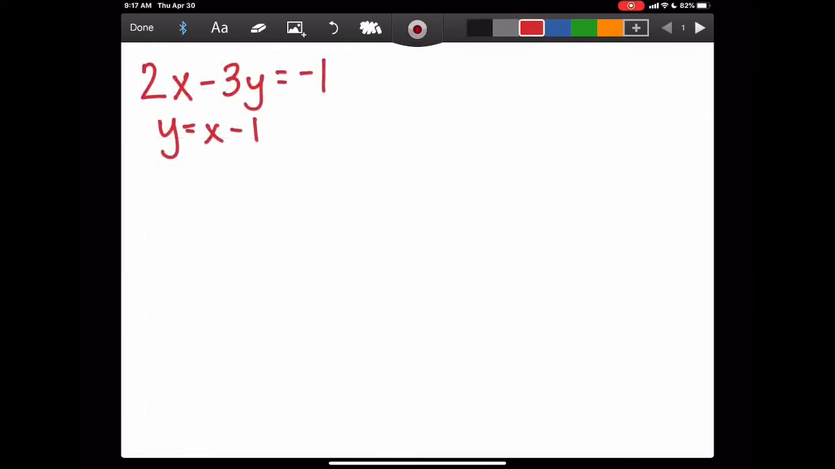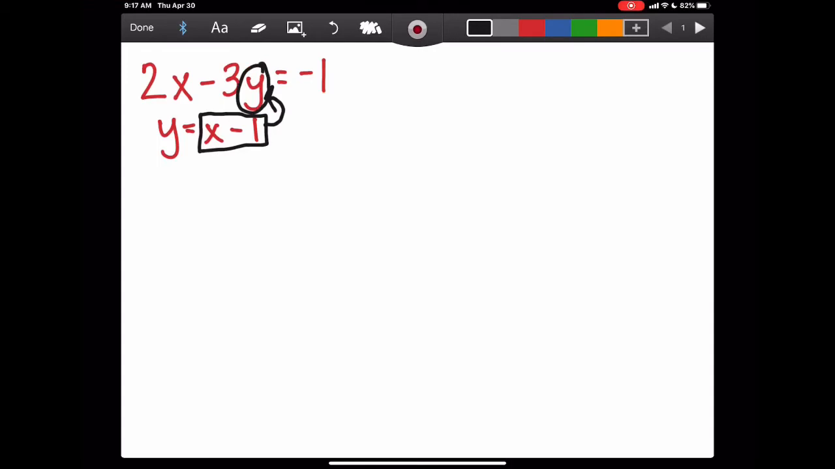All right, let's get some more examples here. In this one, 2x minus 3y equals negative 1, and the other equation is y equals x minus 1. I'm going to show you a way called substitution. We already have one equation that solves for y. This says that y equals x minus 1. So if y equals x minus 1, I can substitute that where I see a y in this first equation.